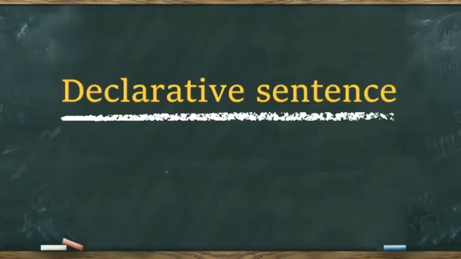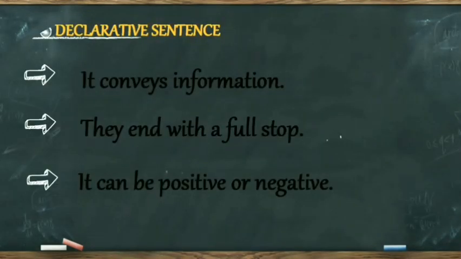Now let us see what is declarative sentence. What do you mean by declarative or declaration? It is declared as holiday. What do you mean by this, children? It is informed that today is a holiday, right? So declaring is informing. So as I have given here, declarative sentences convey information. Okay, it just says some information to us. And then they end with a full stop.